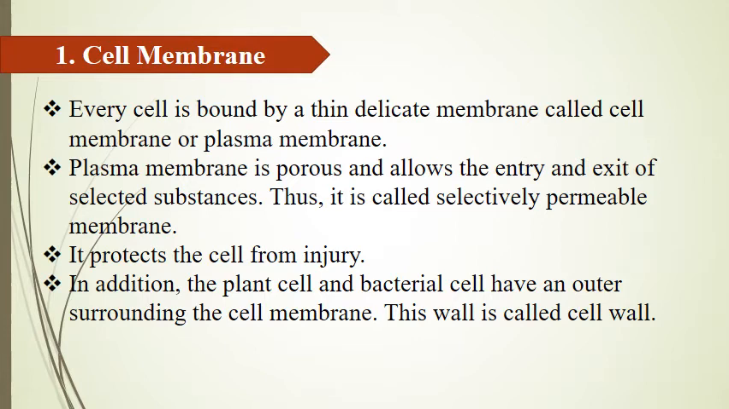In addition, plant cell and the bacterial cell have an outer surrounding to the cell membrane. Means only plant cell and the bacterial cell have another membrane, another we can say wall, that is called cell wall. It keeps them in proper shape.